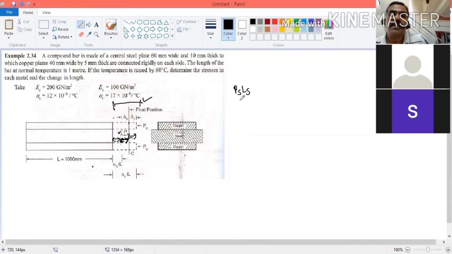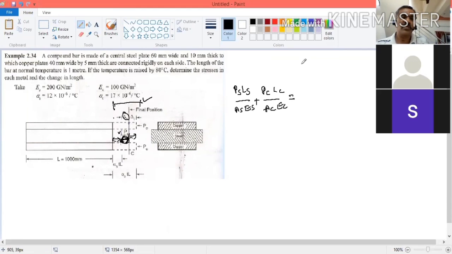Ps Ls by As Es. This is the deflection, delta S, that is the deflection of steel. Delta S is calculated in terms of load, plus this deflection delta C. The copper is compressed, no? This compression also can be written in terms of an equation. That is Pc Lc by Ac Ec.